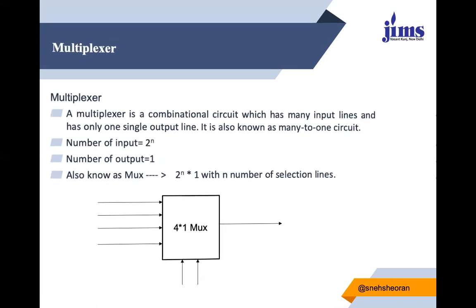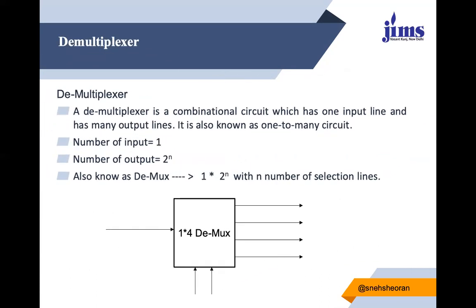So now opposite of this, you have your demultiplexer. Again, it is a type of combinational circuit, but this time it has only one input line and various output lines. So this circuit is also known as a one-to-many circuit. So number of input is always going to be 1, and the number of outputs can be in 2 raised to power n form. This is also known as demux. Now this 2 raised to power n, the small n here represents the number of selection lines.